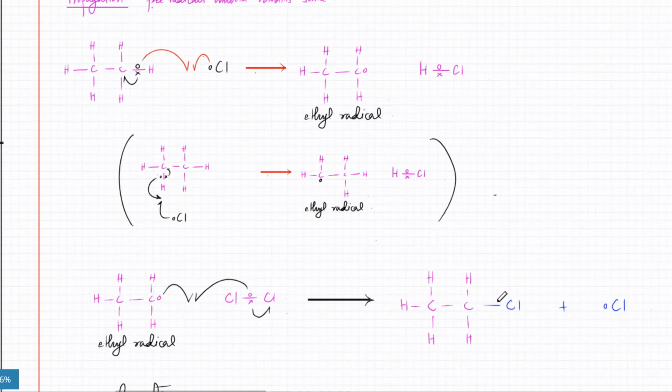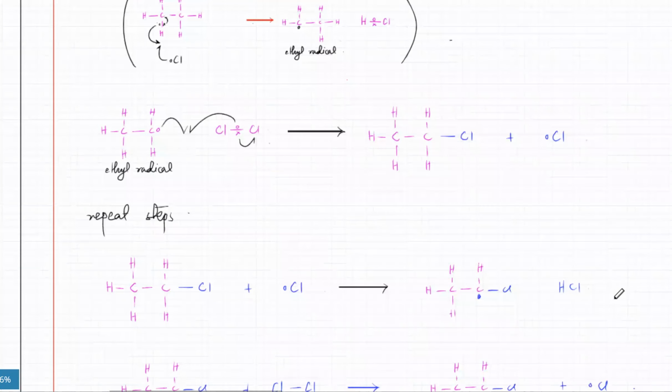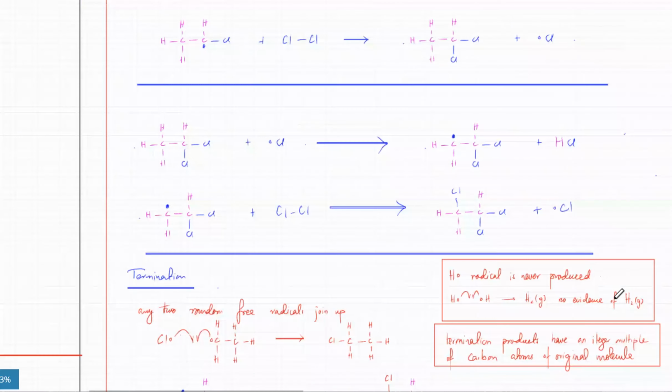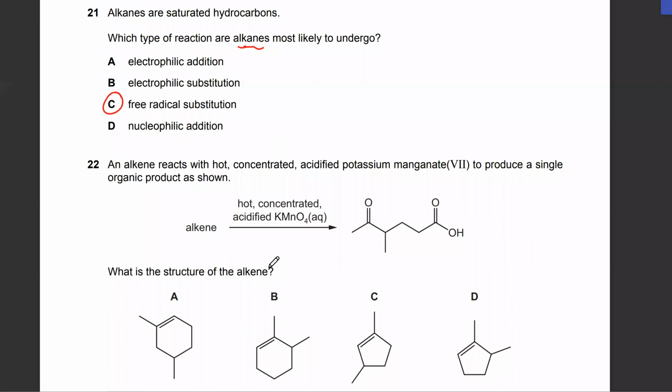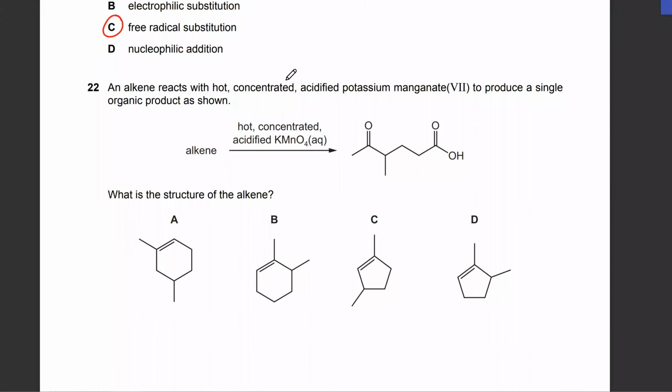It would form a chloroethane, and the Cl radical would be formed again, and the process would just repeat over and over again. The last step was the termination step, where any two free radicals from the previous step can simply join up. If this carbon needs a bond and the Cl needs a bond, they just join up. These two carbons both need one more bond, so they would link up. So that is easy. The next one is an alkene reacting with hot concentrated acidified manganate 7 ions.